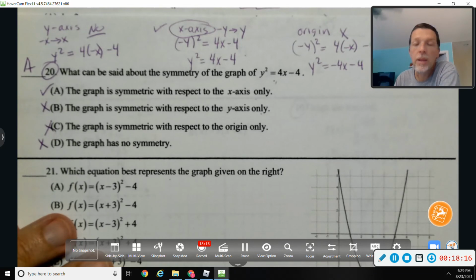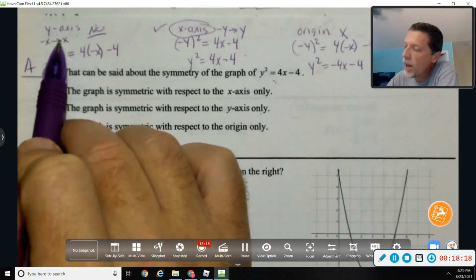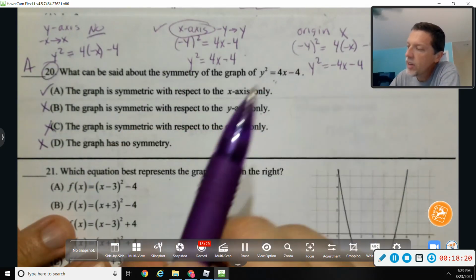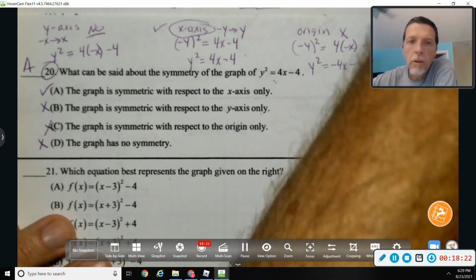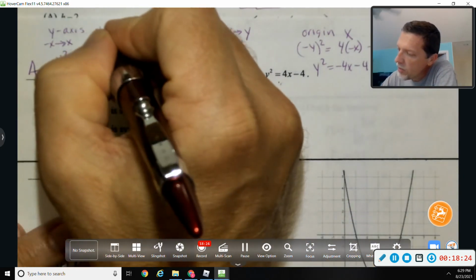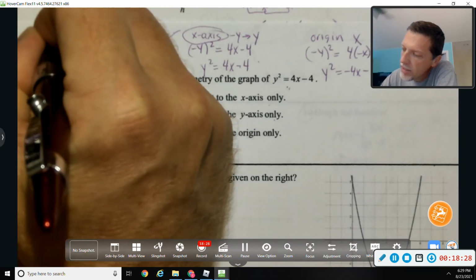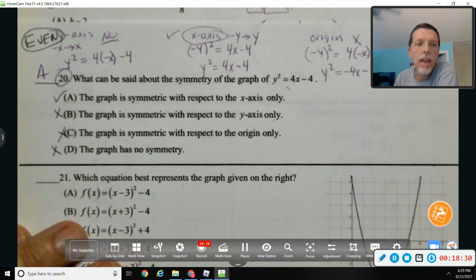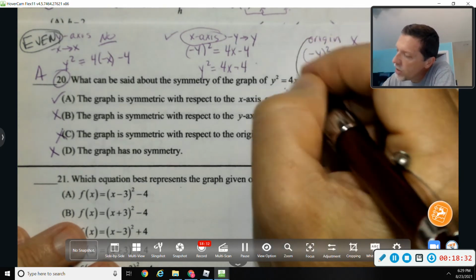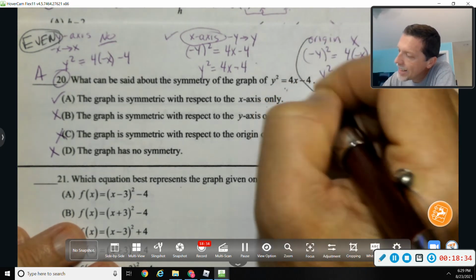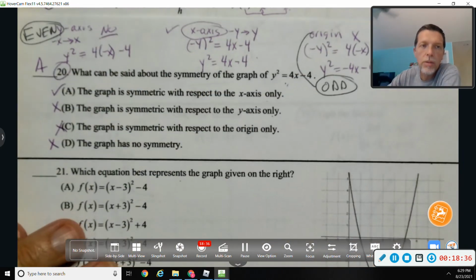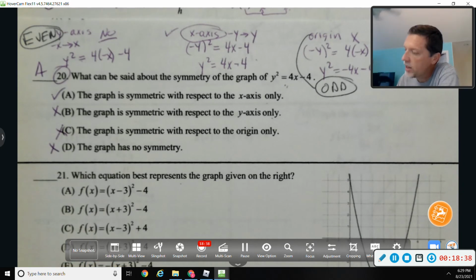Again, the point of that one was the three tests. The y-axis test, the x-axis test, and the origin test. While we're here, remember that if it has y-axis symmetry, another word for that is that it's even. And if it has origin symmetry, another word for that is that it is odd. So a little bit of vocab words. We'll see those again in a moment.